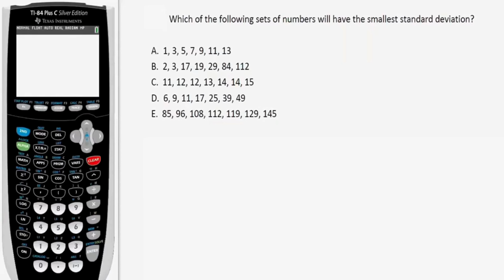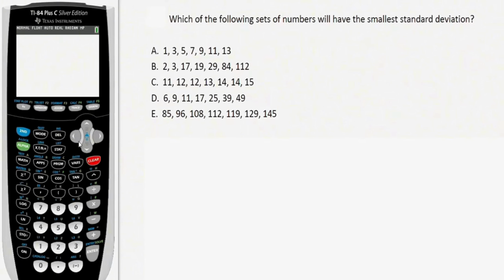In this video, we're going to learn how to solve this ACT maths question easily and fast using the TI-84 Plus scientific calculator. Alright, so the question says, which of the following sets of numbers will have the smallest standard deviation? Alright, so these are the options. So this is the calculator, the TI-84 Plus scientific calculator.